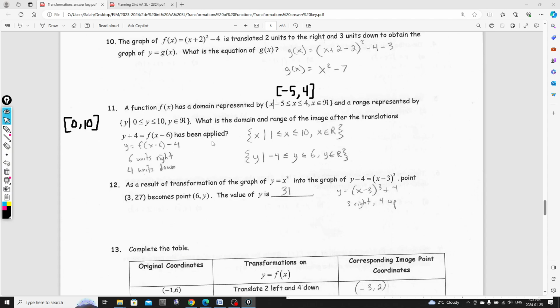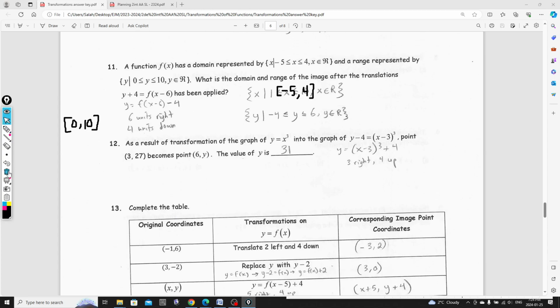I do the same thing vertically. My original range was this, 0 to 10, and I've shifted 4 units down. Well, if I've shifted 4 units down, then my minimum value has gone down to -4, and my maximum value has gone down to 6. So that's why this guy right here is -4 to 6. Okay, and that was question number 11.